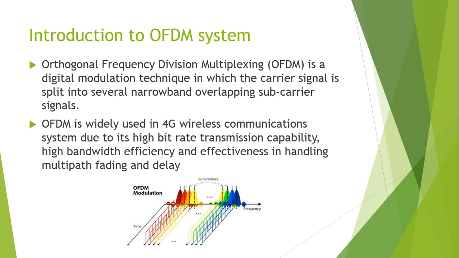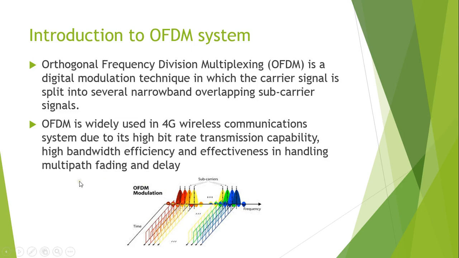Orthogonal frequency division multiplexing is a digital modulation technique in which the carrier signal is split into several narrowband overlapping subcarrier signals. Here you can see that the entire frequency bandwidth is divided among the narrow subcarrier channels, and all these subcarriers are orthogonal to each other, and at any particular given time only one of the subcarriers is at a peak value when compared to the others.